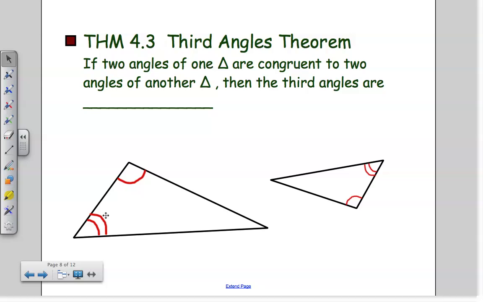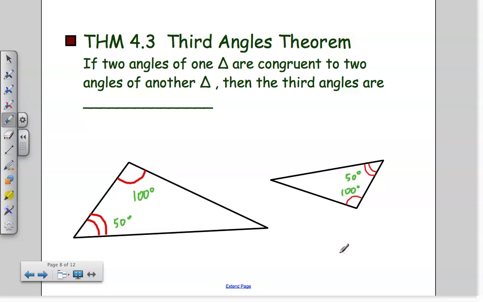Well, if I have these two angles being congruent to these two angles in this other triangle, what could I say about this third pair of angles that are supposedly unmarked here? Let's give an example. What if these were both 100 degrees? Looks like they're more than 90. They'd have to be the same measure, right? Let's say these are both 50 degrees. Again, they have to be congruent.